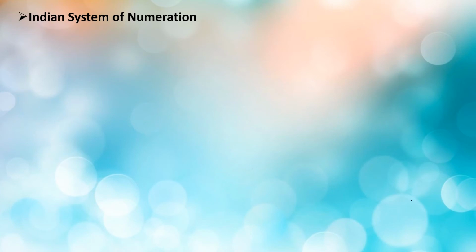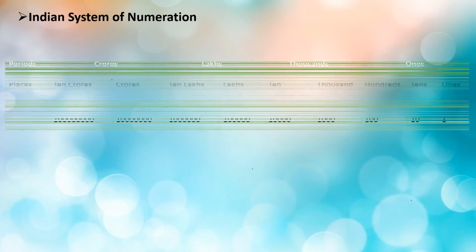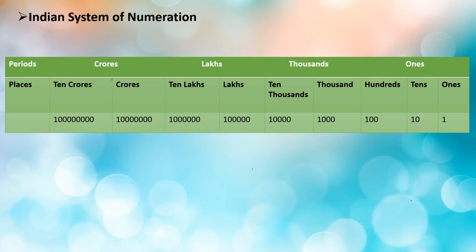So first we will look into the Indian system of numeration. As I said, in the Indian system of numeration, these are the periods. You have the ones period, thousands period, lakhs period, and crores period. The ones period is split up into hundreds, tens, and ones, whereas the thousands period is split into thousands and 10,000s. Just like that, lakhs is split into lakhs and 10 lakhs, and crores into crores and 10 crores.